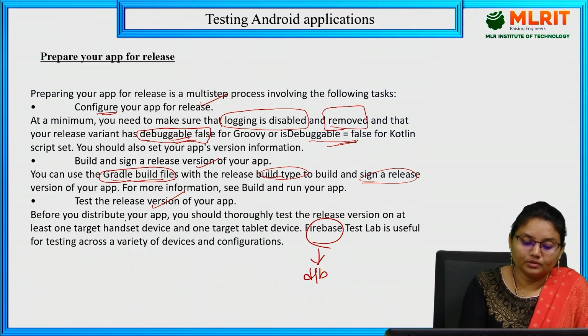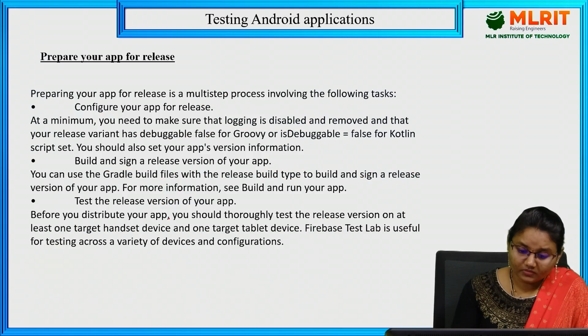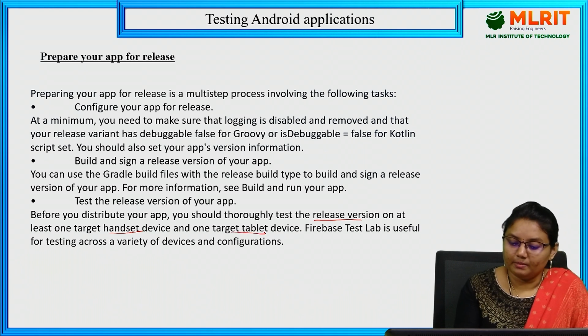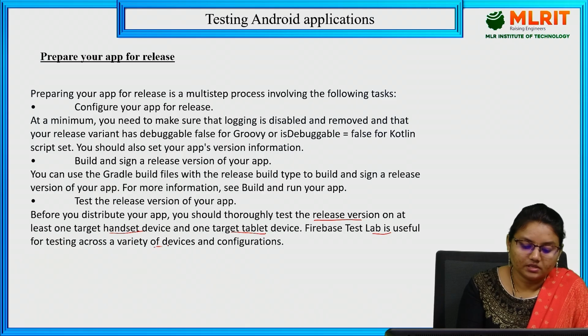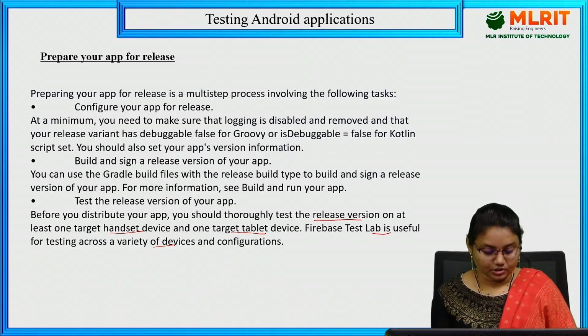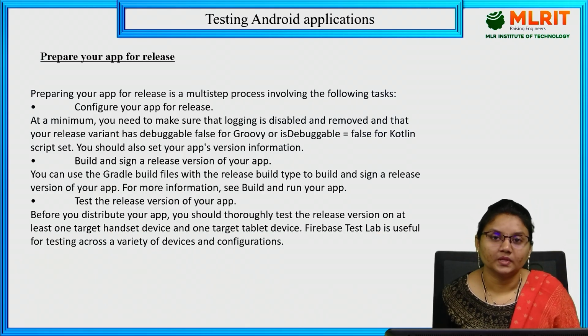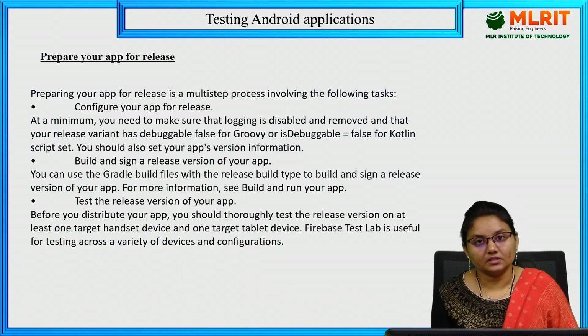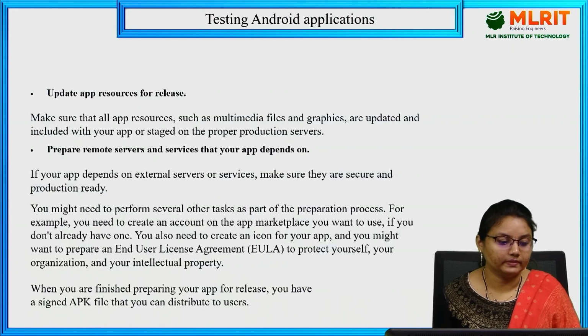Before you distribute your application, you should thoroughly test a release version on at least one target handset device and one target tablet device, and Firebase Test Lab is useful for testing across a variety of devices. This testing needs to be done using the different tools that are available, so that if it is successful, you can happily release your application.